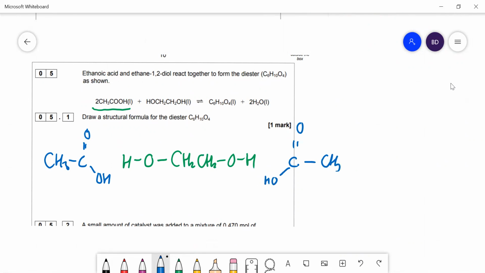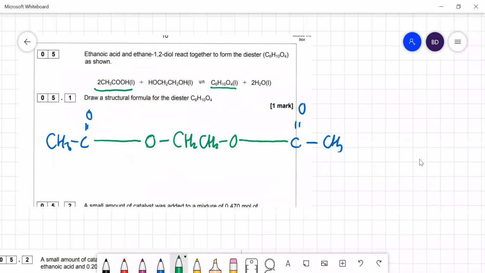Okay, what's going to happen? You're going to lose water here and here. You're going to form 2 ester linkages. I'll just rub that out. So you're going to get a bit of a long bond there, but that's what you're going to get, and you're going to get the same on the other side as well. So that's the diester, C6H10O4. If you check the number of hydrogens, that's right there. Now I think it's going to go into equilibrium now.